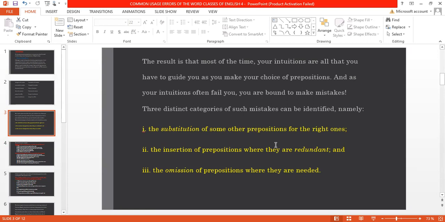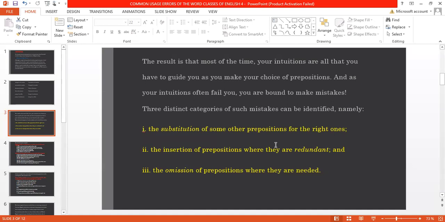Remember, I told you that over time, as students speak in English, the standard British English does not sound correct in the ears of Nigerian speakers of English, okay? There are three distinct categories of such mistakes that you will make because your intuition failed you. What are they?